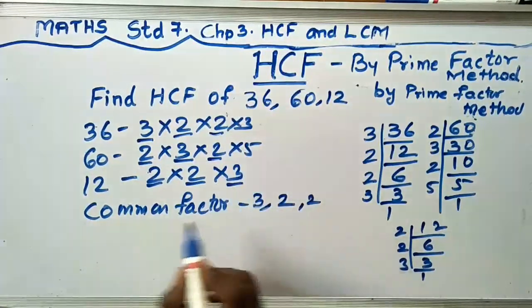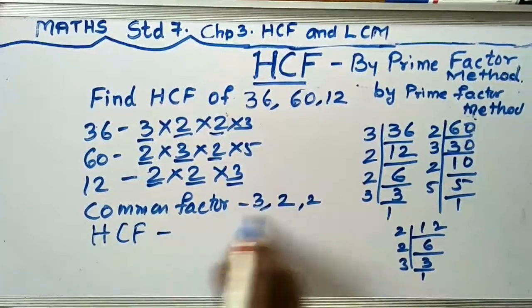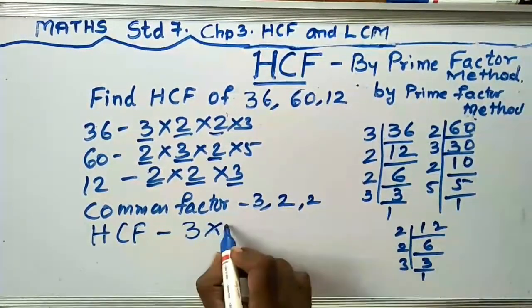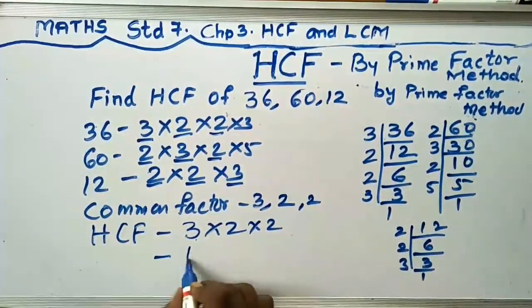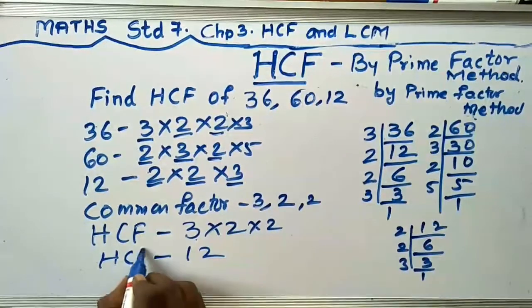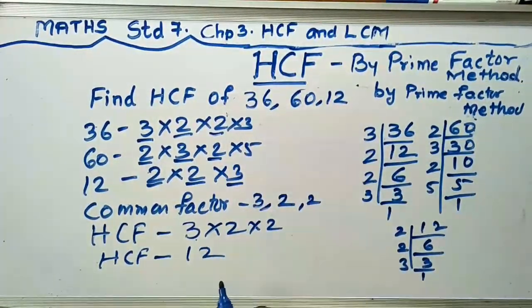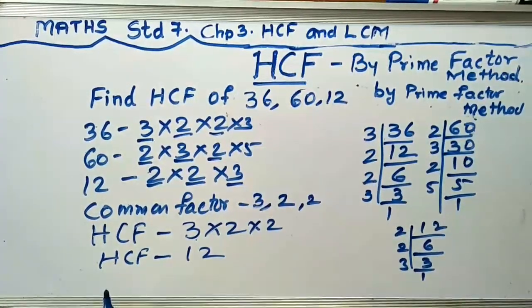No 5 is there. So our HCF is, you have to take all the common factors, that is 3, 2, 2. 3 multiplied by 2 multiplied by 2. So 3 twos are 6, 6 twos are 12. So the HCF of 36, 60 and 12 is 12. So in this way we have to find the HCF by the prime factor method. I think this is clear for you.